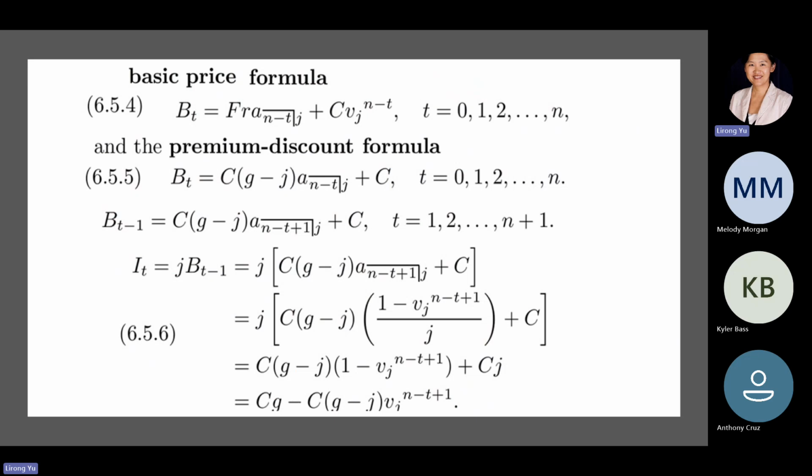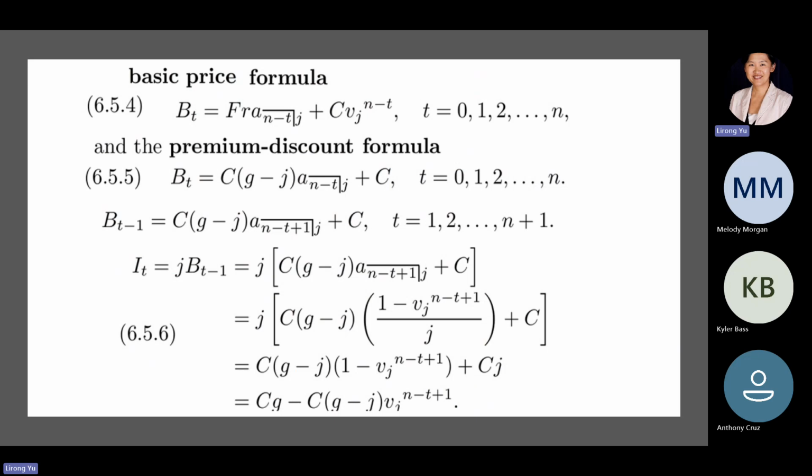So C times G minus J will be one of the key factors in the calculation. You multiply by A_{N minus T plus 1}, and then plus C. Then this is our VT minus 1, and you multiply by J. That's your I. Now the J is in the denominator of the A formula, so this J cancels that J, and that makes the formula a little more concise. Finally, combine the like terms and distribute. We get this last formula: IT is equal to CG minus C times G minus J times V to the power N minus T plus 1.